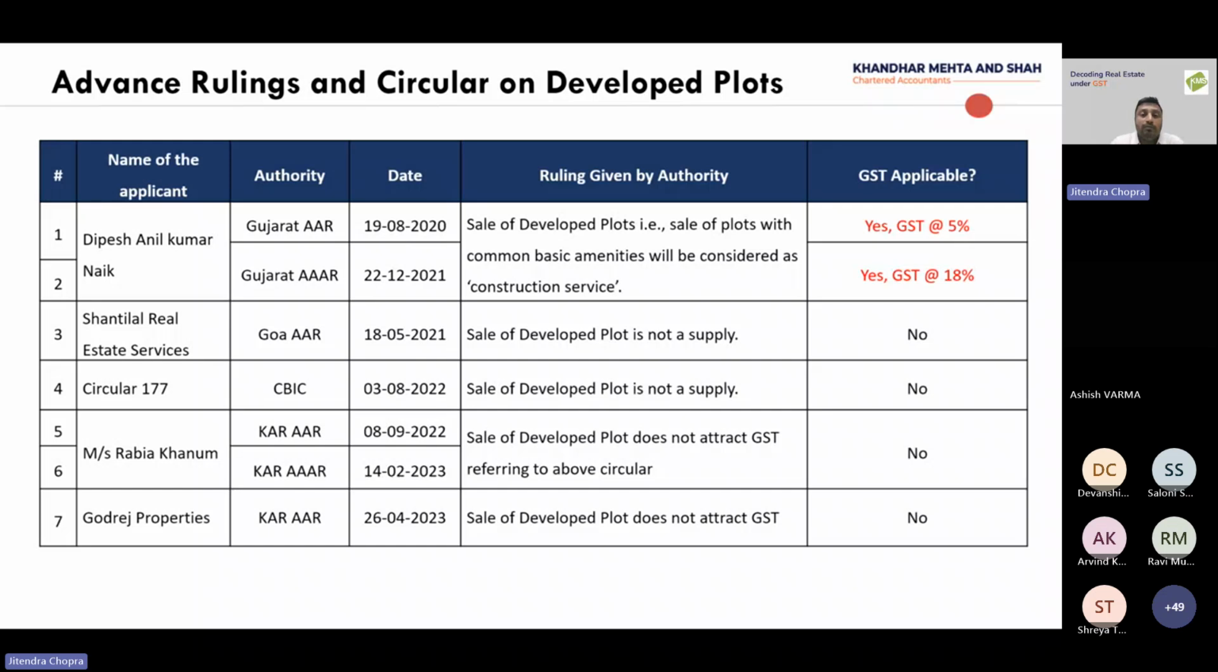Now this slide presents conflicting rulings in the case of plotting projects. Earlier, the Gujarat AAR took an aggressive view of 18% GST on sale of plots. Later, a circular provided relief. But subsequently, a Karnataka ruling also gave relief in developed plot cases. But please note that advance rulings are highly fact specific and only apply to the applicant in their state. Project documentation matters heavily to know the exact facts for the plotting scheme.